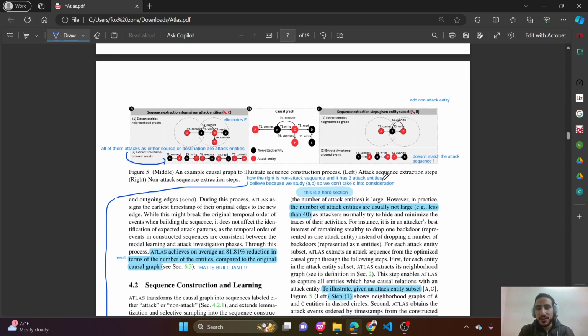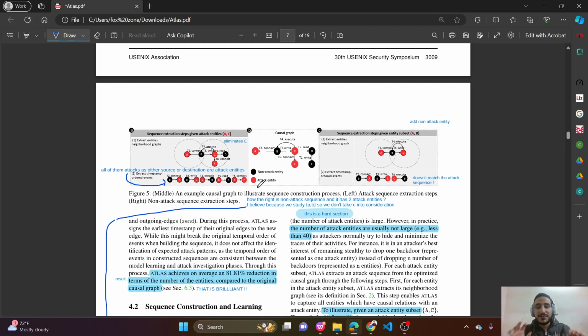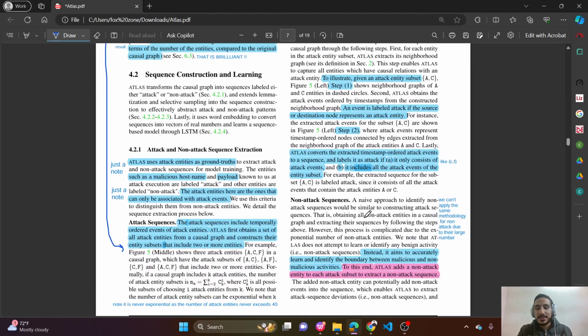So eventually, we have the causal graph, we have the neighborhood graph, and from the neighborhood graph we create sequences, and finally we compare these sequences with each other, and we determine whether they are attack or non-attack. How can we determine that this is an attack? When the whole sequence contains the entities that are considered attack. So this sequence contains really A, C, F. So now I can make sure that they are considered an attack. So this is how we determine that this is an attack.